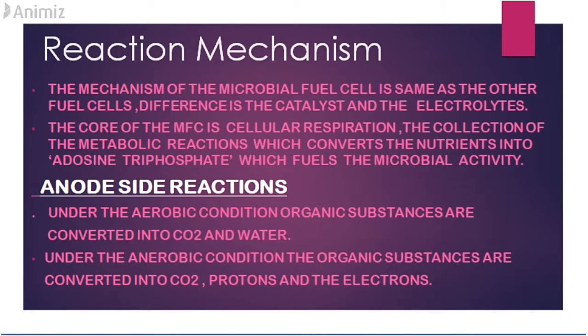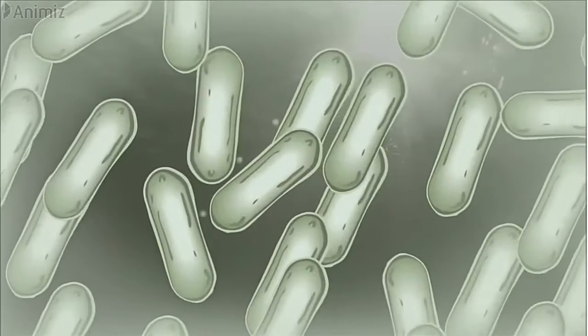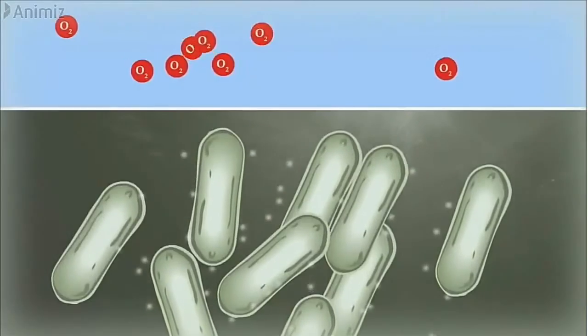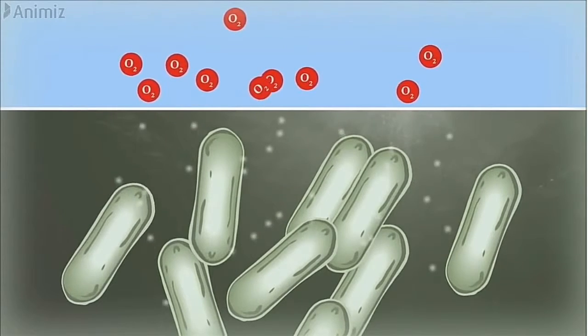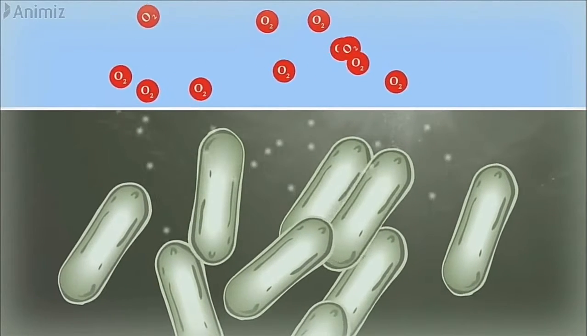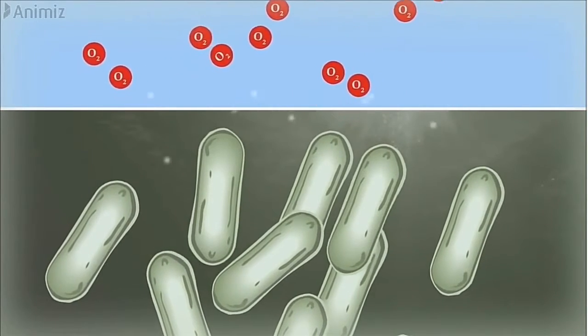Now we will discuss the reaction mechanism of MFCs. The mechanism of MFC is the same as the mechanism of other fuel cells. The core reaction is cellular respiration, which is a collection of metabolic reactions in which nutrients are converted into adenosine triphosphate, which fuels the microbial activity. A microbial fuel cell consists of two types of reactions, anodic side reactions and cathodic side reactions. First we will discuss the anodic side reactions.